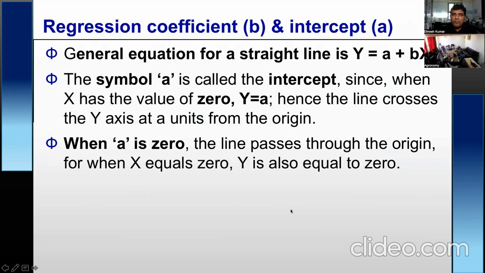Now, you can see more about the regression coefficient and intercept because the equation is y is equal to a plus bx. So this is the general equation. The symbol a is called the intercept. Intercept means the value of y when x has the value of 0. It means the line is just touching the y-axis. Hence, the line crosses the y-axis at a units from the origin. When a is 0, the line exactly passes through the point of origin.